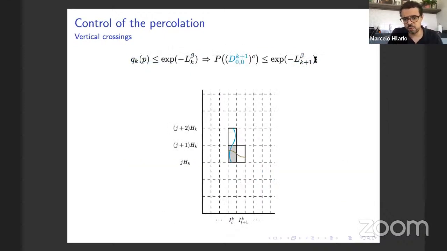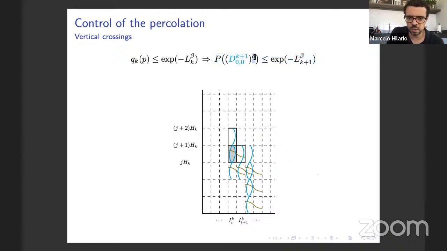Now for vertical crossings, you try to do something very similar. So you try to put together crossings like this and try to find a crossing from bottom to top. And again, if the probability of finding a crossing like this is large enough, then you almost don't pay anything for putting together these guys. And even though they are a little bit dependent, they depend on the neighbors, you can show that the probability of crossing from bottom to top in the next scale is still high.